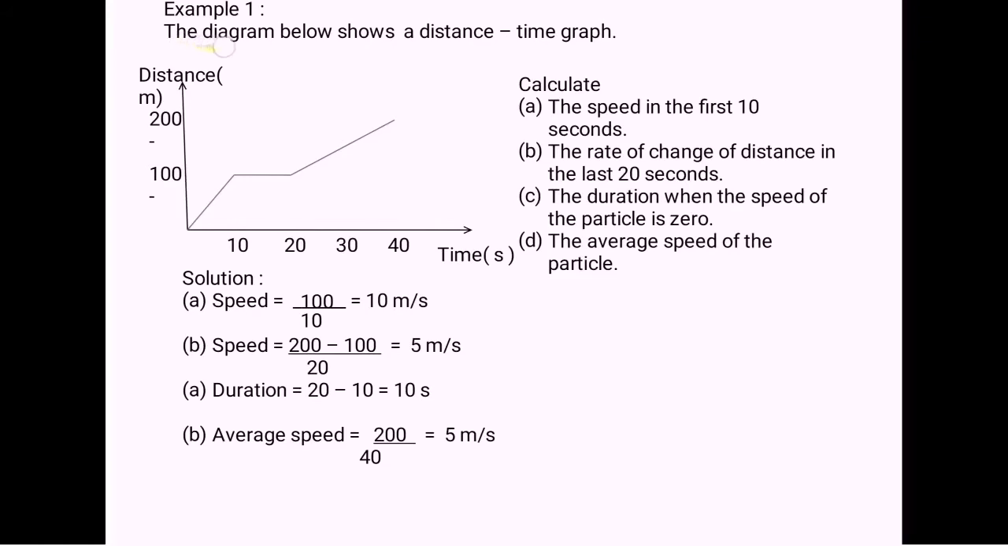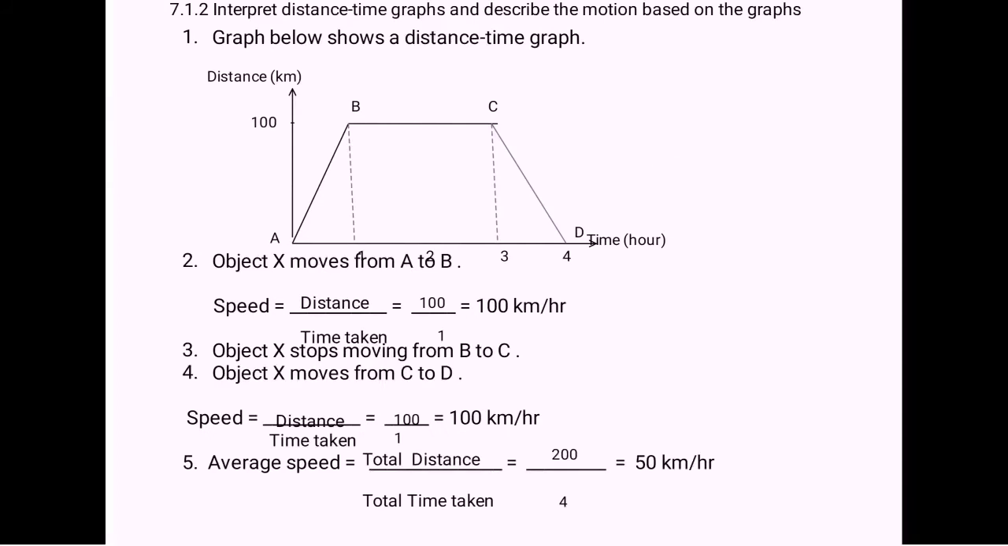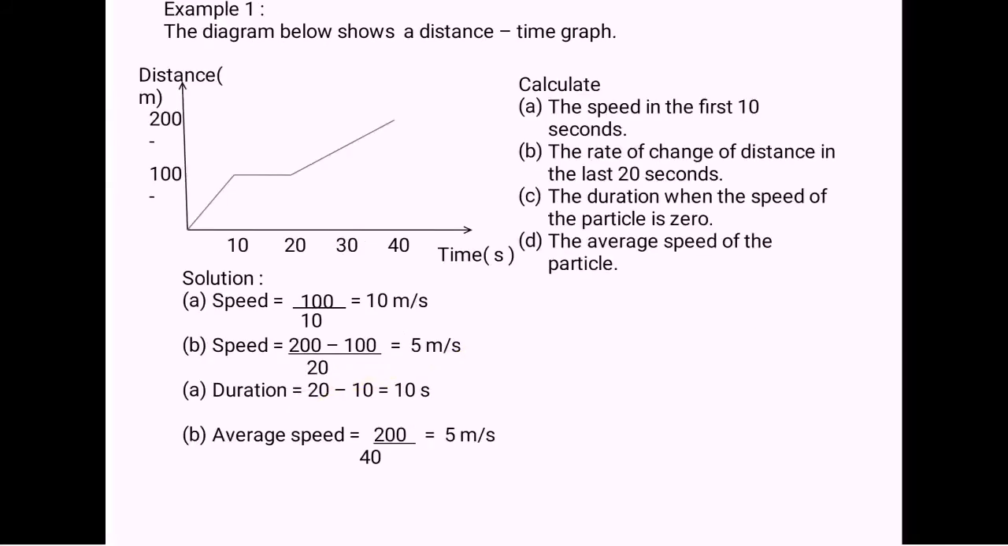The diagram below shows the distance time graph. Question A, calculate the speed in the first 10 seconds. The first 10 seconds here. The rate of change of distance. Please underline the words, the rate of change. That means speed. Then B, the rate of change of distance in the last 20 seconds. So from here to here, 20 to 40.